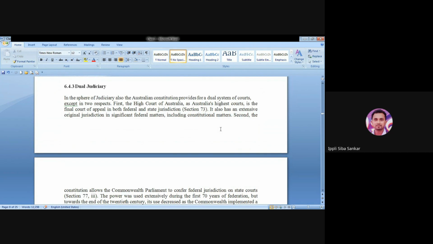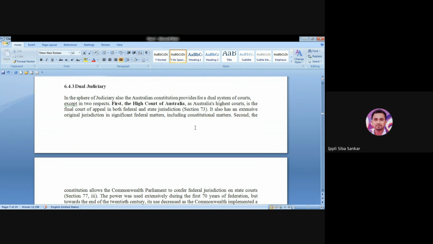Dual judiciary. In the spirit of federalism, the Australian Constitution also provides for a dual system of courts. There are two types of court system. First, the High Court of Australia.